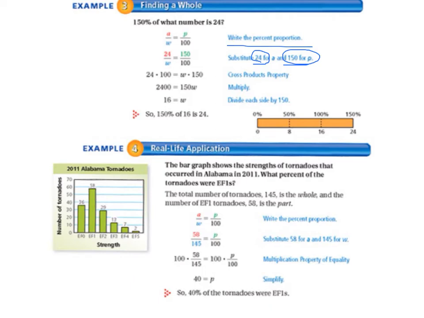So we use cross products, and we multiply 24 times 100 and 150 times W, and we get 2,400 equals 150 W, and we then divide each side by 150, which gives us 16 is equal to W. So 150% of 16 is 24.